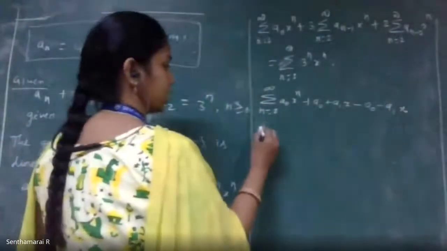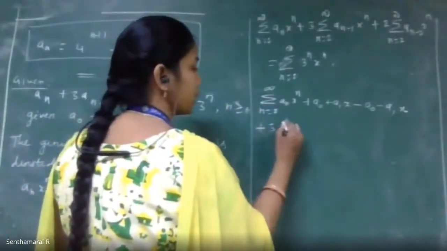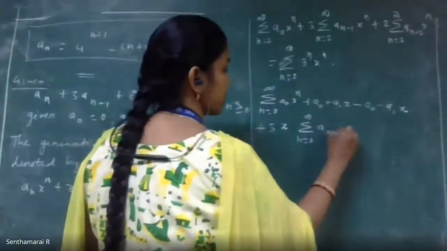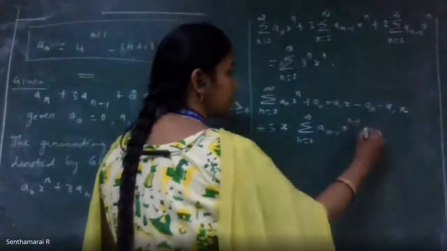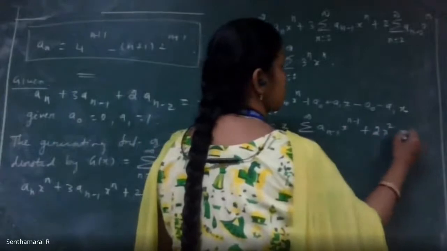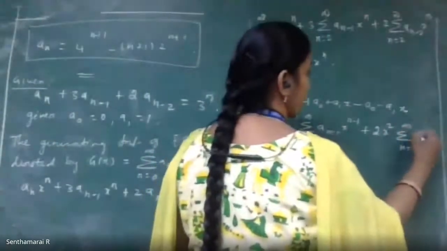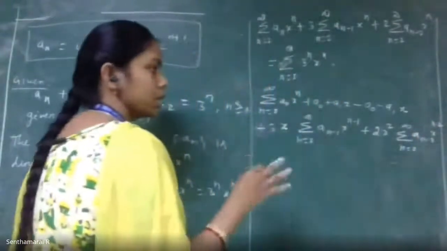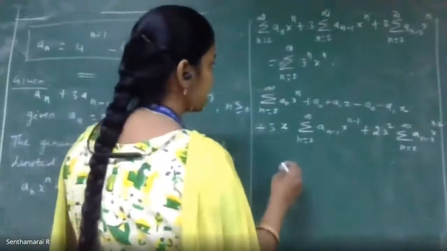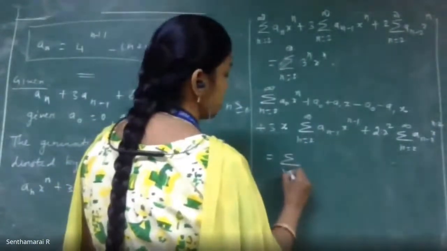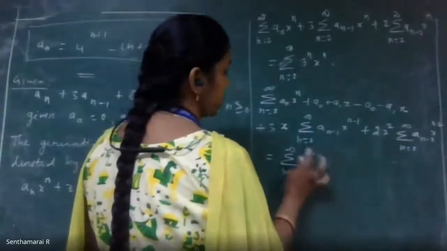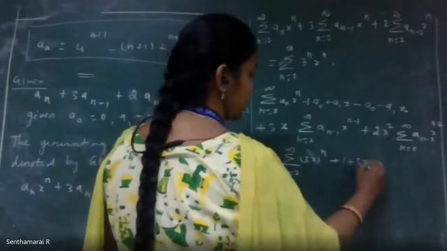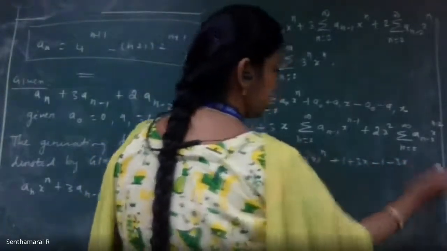This happened in the first term. In the second term, plus 3 into, I have to multiply and divide x: summation n equal to 2 to infinity a_{n-1} x^{n-1}. In the third term, I have to multiply x squared: x squared summation n equal to 2 to infinity a_{n-2} x^{n-2}. This procedure is only to make all the suffix and prefix the same. Summation n equal to 2 to infinity 3^n x^n, that is (3x)^n. For that I have to add 1 and 3x, so I have to subtract 1 and 3x.